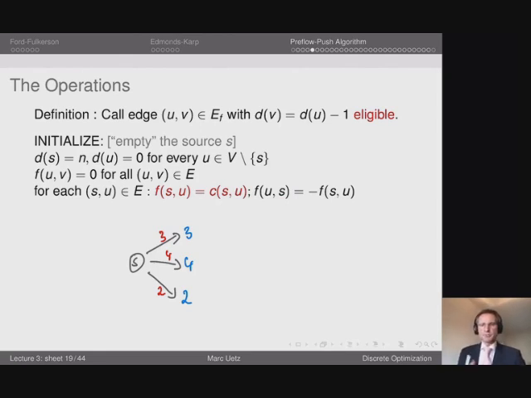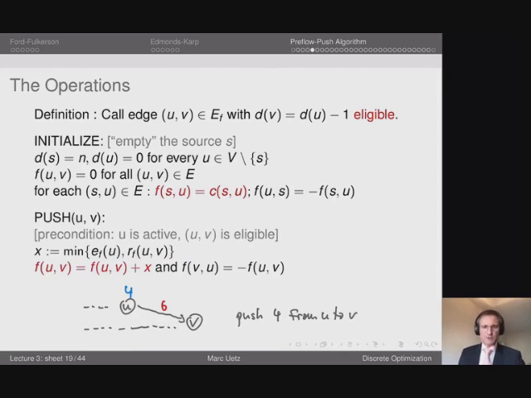And then we have an operation push, in which we try to push the flow from nodes with excess towards the target T. It is called push from U to V. It has as precondition that the node is active. So a node that has excess can push its excess towards other nodes.